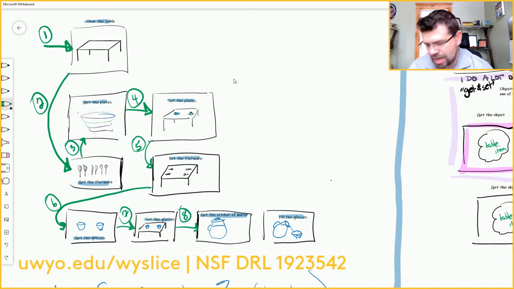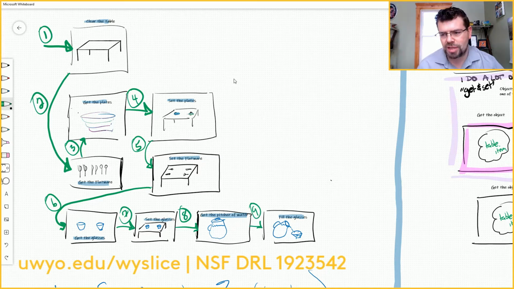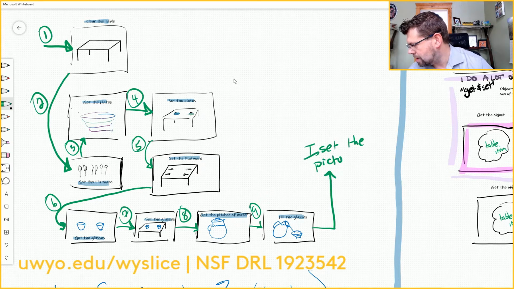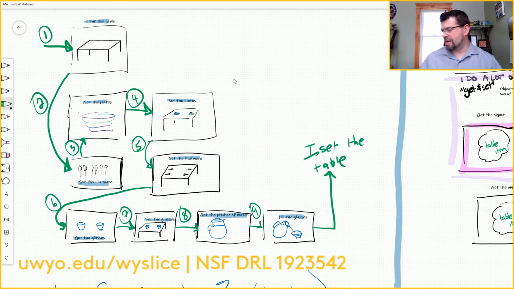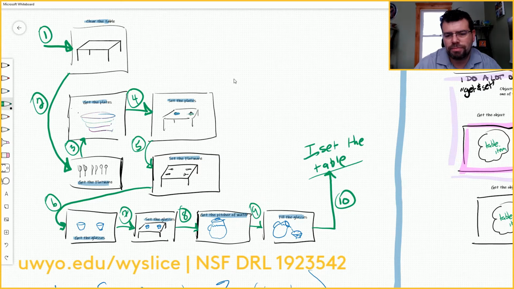Step 8, getting a pitcher of water, because ultimately, step 9, I want to fill those glasses with water. And the end result then is, I set the table. I could redraw that picture, but in the interest of time, I won't. All right, I did not set the picture. I set the table. All right, so great. So in 10 steps, essentially, I have my original goal of setting the table. So that's a lot of steps, not a problem.